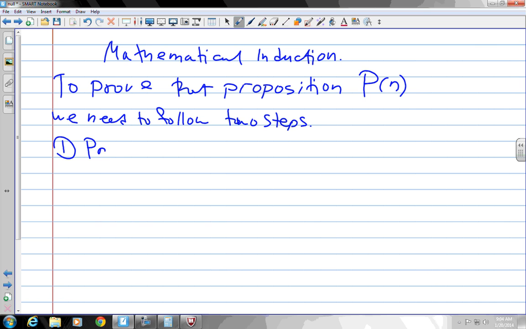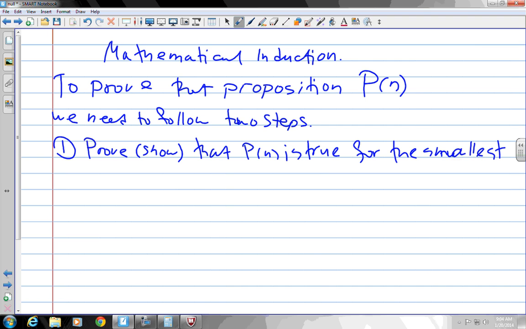First, prove or show, usually just by plugging the number in, that P of n is true for the smallest value of n. We'll call this the base case. And usually you know the smallest value of n every time based on the problem. If they tell you that something is true for all natural numbers from 3 and above, then 3 is your smallest value of n, and you show that that case works.